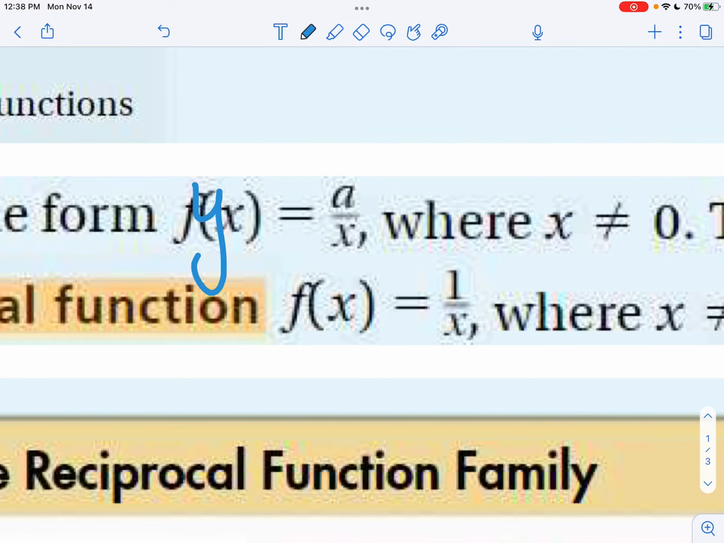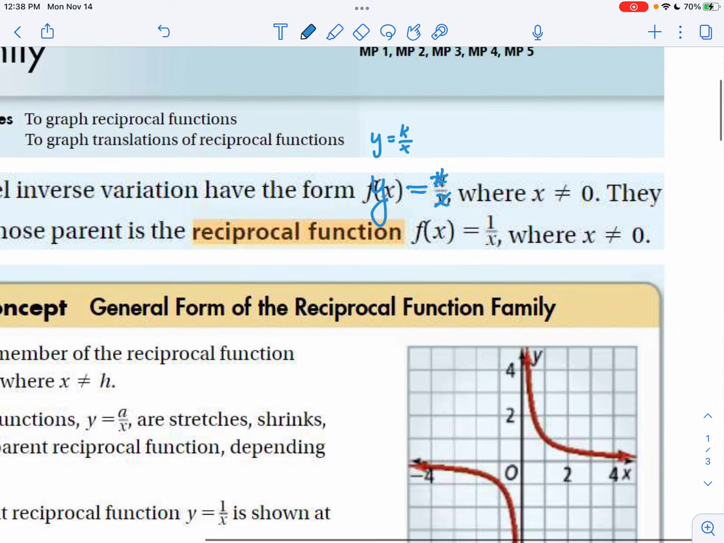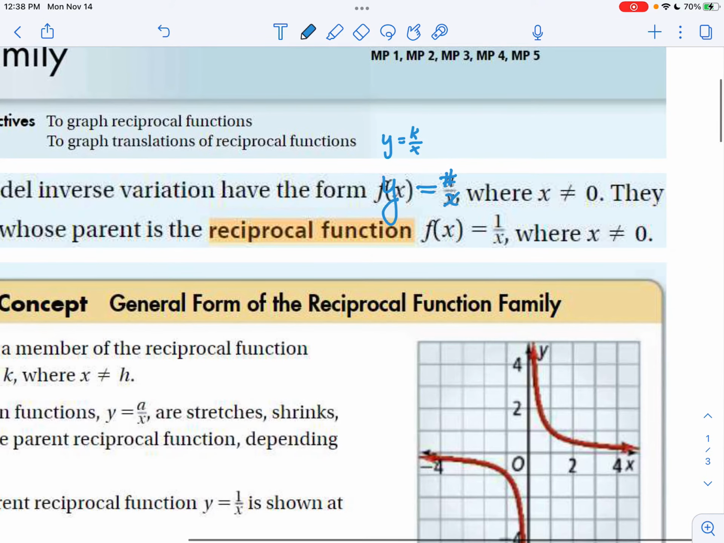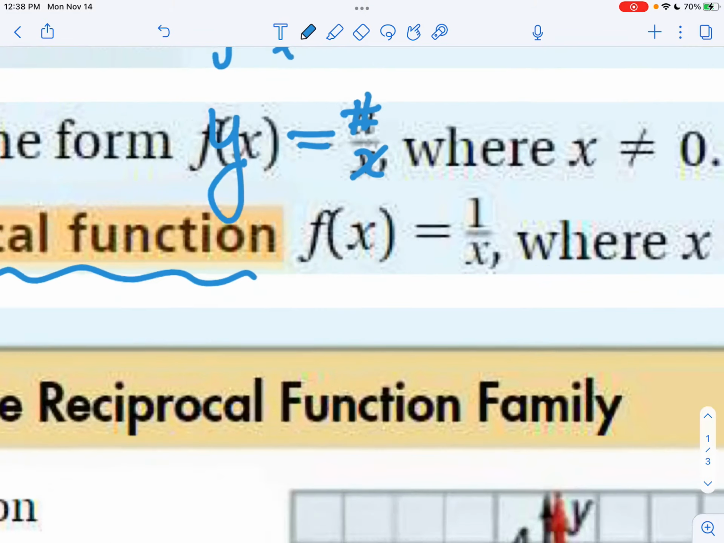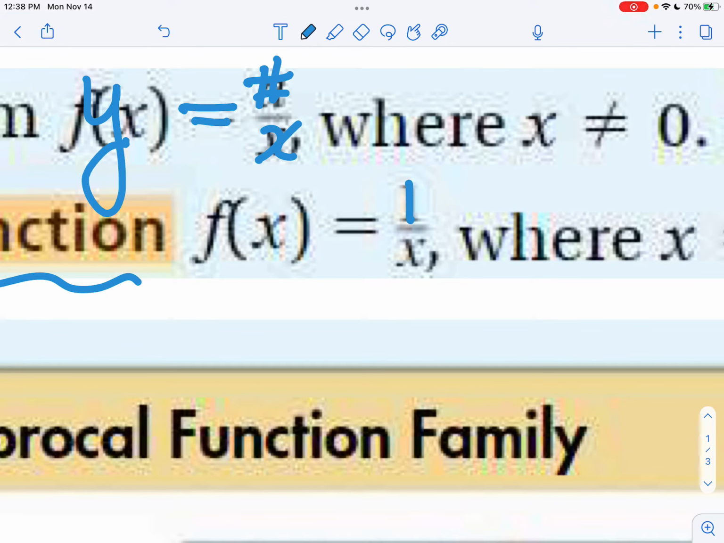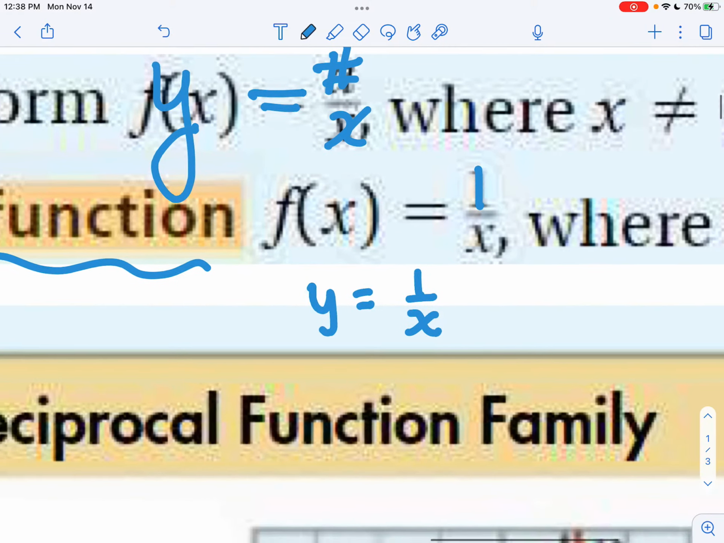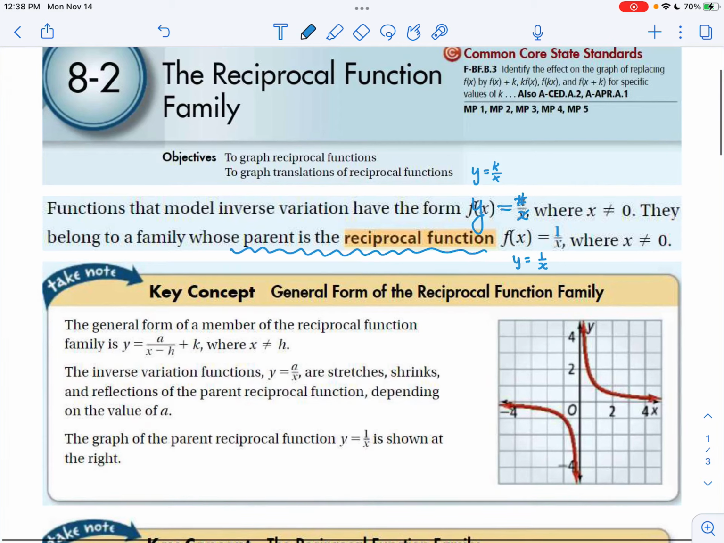So we're going to have y equaling some number over our independent variable x. So it's going to be like a y equals k over x, which was introduced to you in the previous lesson. X cannot be 0 because you can't divide by 0. We're going to call this the parent function, y equals k over x. That's the reciprocal function. The most basic form is when k is equal to 1. So if you have y equals 1 over x, that is the most basic reciprocal function that we can have.